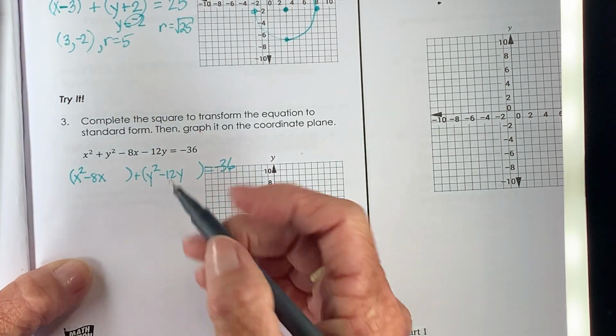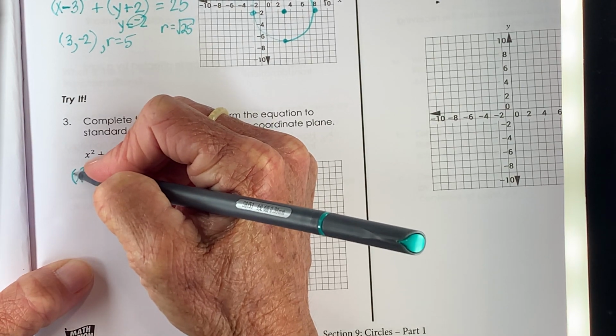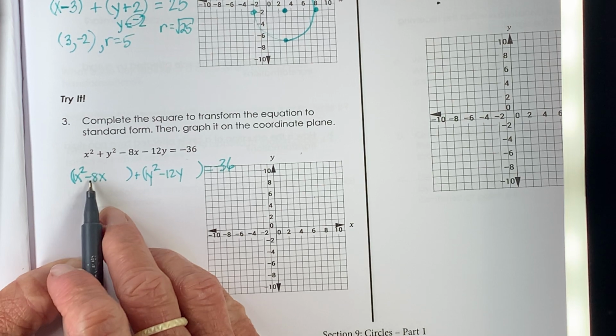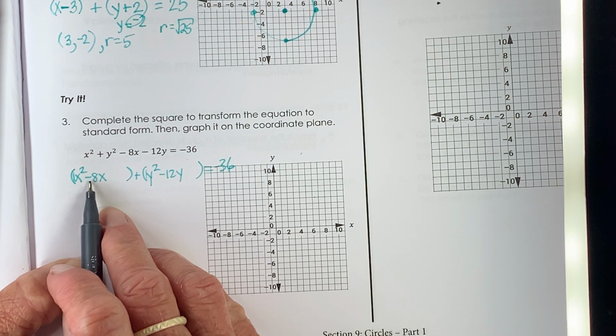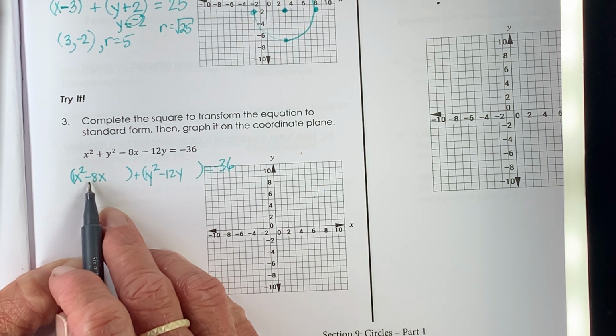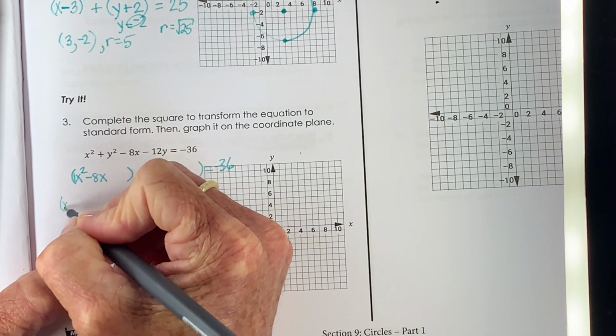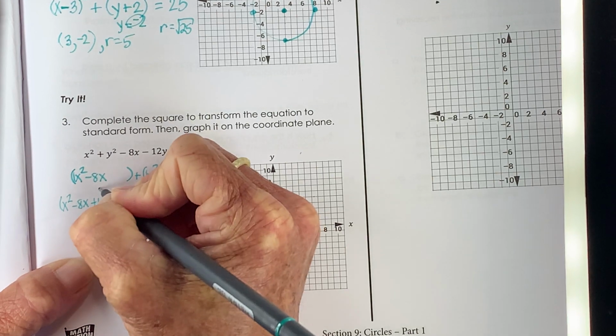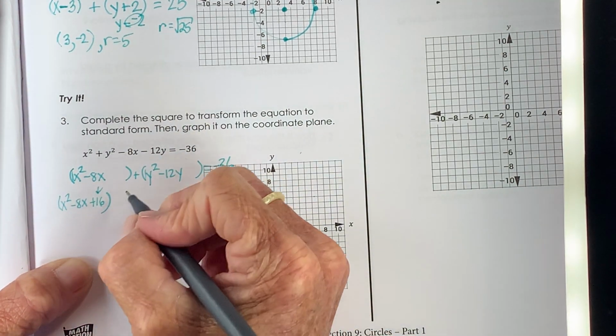Okay, making each of these become perfect square trinomials, they both have 1s for the a values. So we can just cut b in half. Half of negative 8 is negative 4. And if we square negative 4, we'll end up adding a 16. Okay, so we added 16.